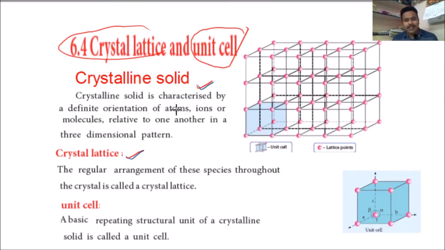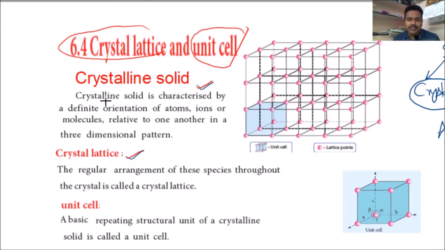What is a crystalline solid? Already we discussed crystalline solids and amorphous solids. Solids are of two types: one is crystalline solids, and the other is amorphous solids. Now we are talking about crystalline. In crystalline solids, there is a regular arrangement, long range order, in a three-dimensional pattern. That is what a crystalline solid is.